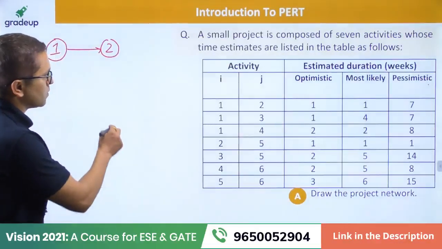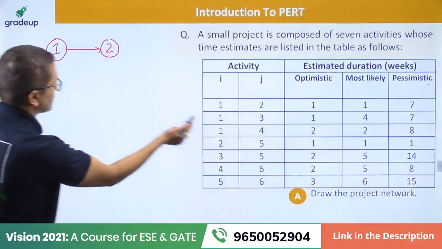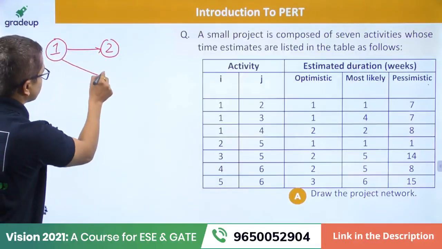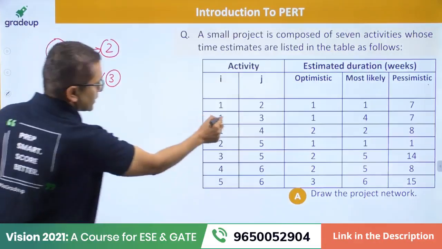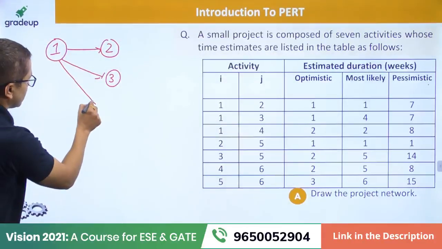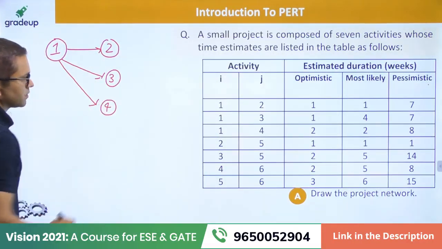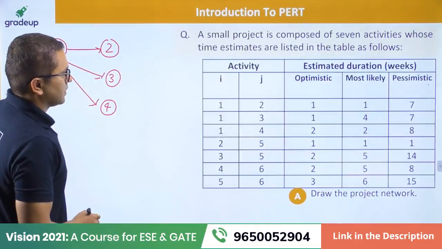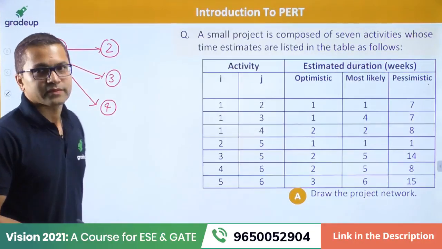Okay, fine. So 1, 2 is an activity, all right. This is what it tells us. And 1, 3 is also an activity. Then again 1, 4 is an activity, all right. Is it good? That's what it says.